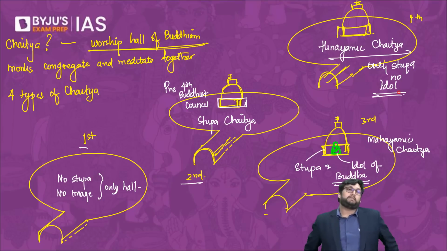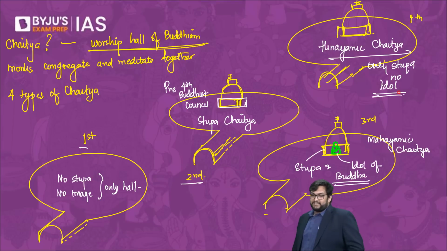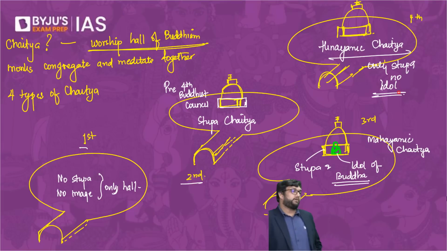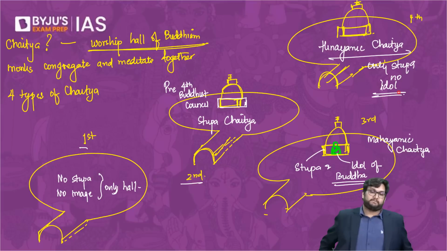Very good. Timing. The difference between the second and the fourth is timing. The second one was made before the split. The fourth one was made after the split. In the second one, there's no conscious choice. And in the fourth one, there's a conscious choice.